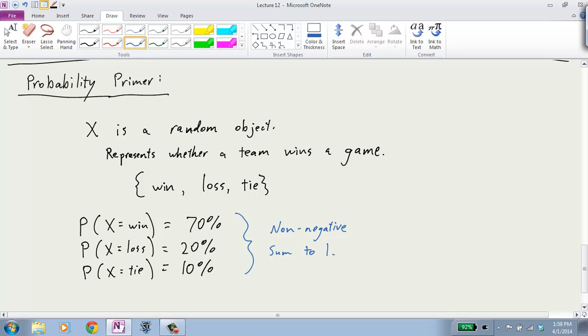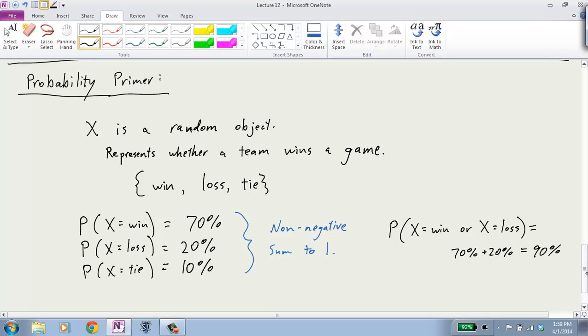The next simple rule, especially if we're in a setting where there's only a finite number of outcomes, is that the probability of, let's say, X equals win or X equals loss, when you have different outcomes, the probability of the union of them, of one of them happening, has to be the sum of the two. So has to be 70% plus 20% equals 90%. Okay, so very simple, intuitive rules of probability.